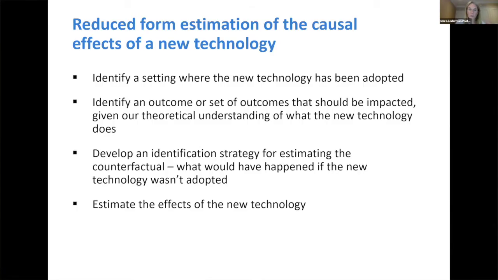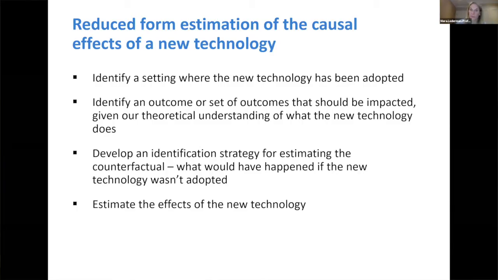We may do structural estimation that's designed specifically to simulate certain counterfactual scenarios. Or we may carry out reduced form estimates of the causal effects of adopting the new technology. And that's what I'm going to spend the most time on, because that's the type of research that I've always done, so I'm most familiar with it. So, reduced form estimation of the causal effects of a new technology.